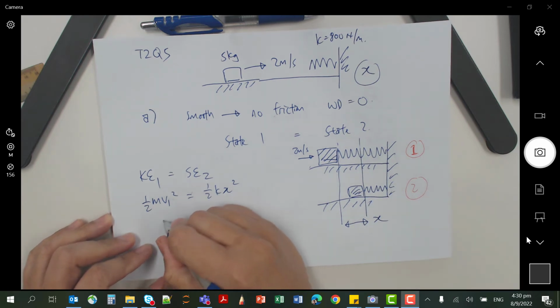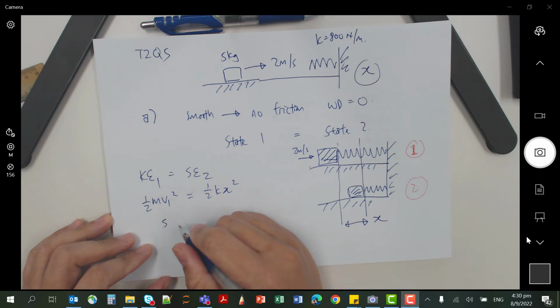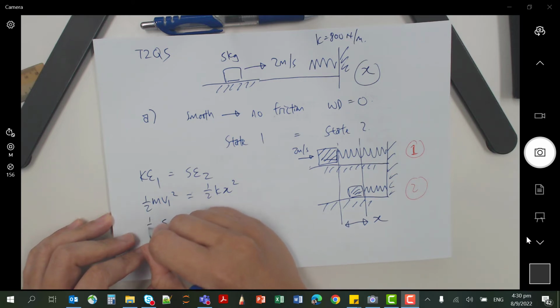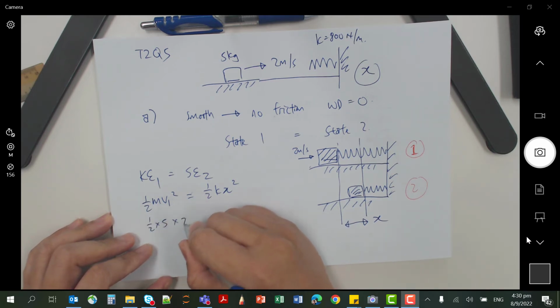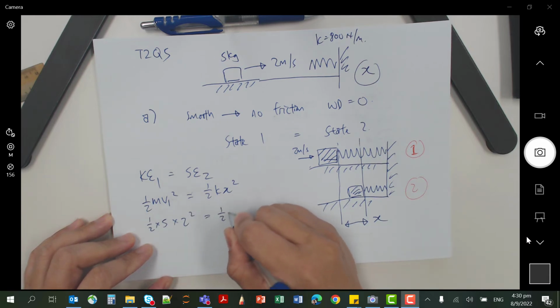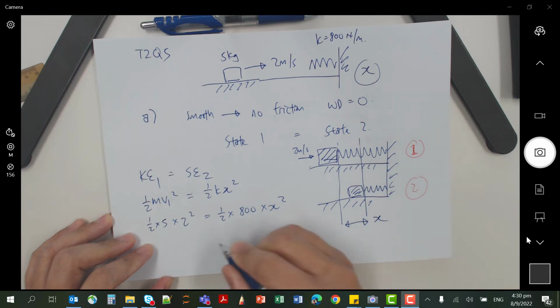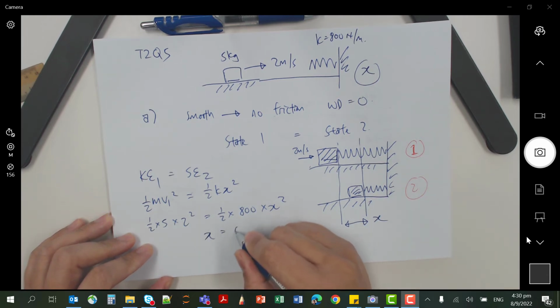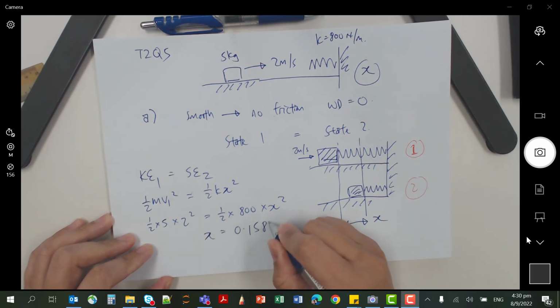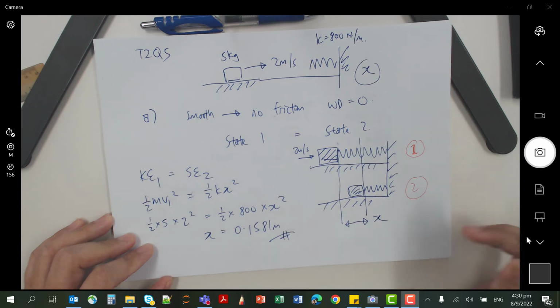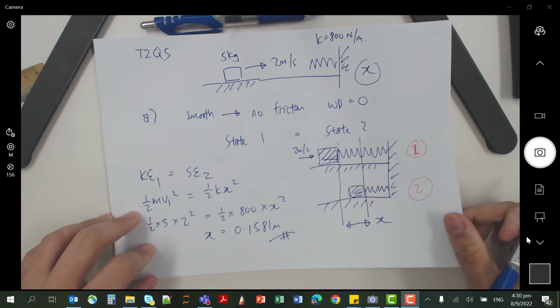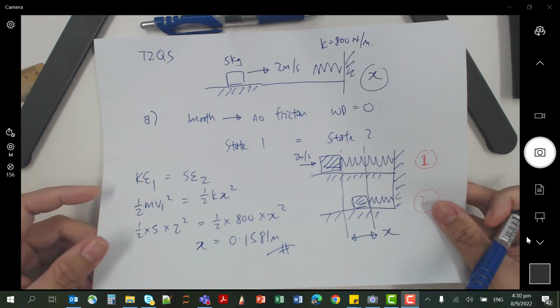So half times 5 times 2 squared is equal to half times 800 times x squared. Then you will get your x to be 0.1581 meters. So this is part A.